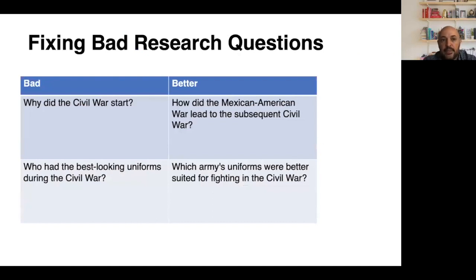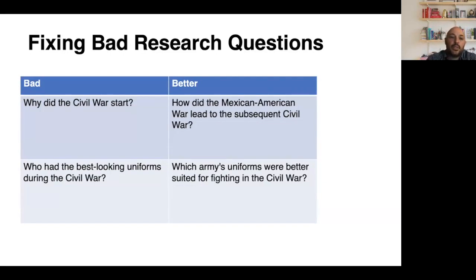So let's practice fixing some bad research questions into better research questions. For example, why did the Civil War start? How did the Mexican-American War lead to a subsequent Civil War? This can be a great transformation of the bad research question of why did the Civil War start. You can really transform it into much better questions that lead to a lot of factors that you can investigate, and it's not too broad and not too narrow, so you can accomplish it. But I say these are all related, so it depends on the audience. These are just some general examples.